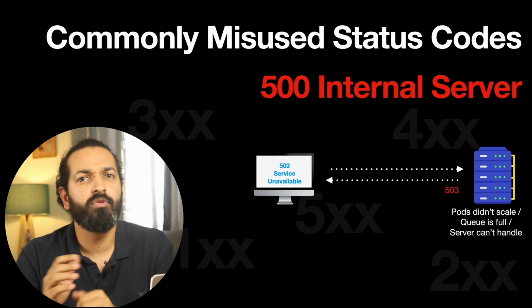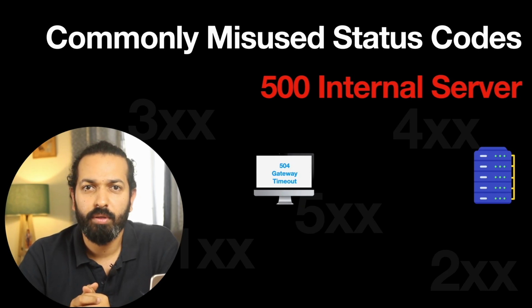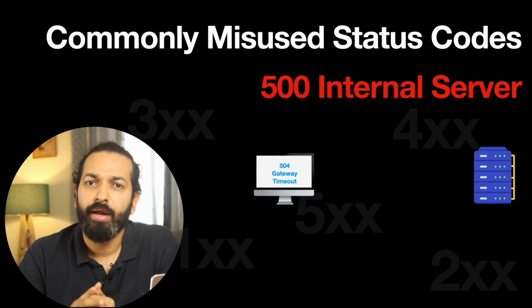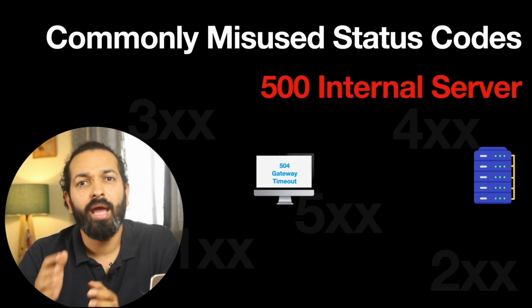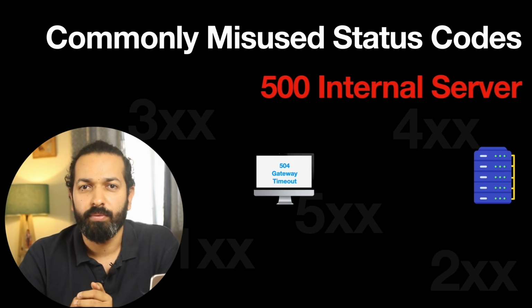Let's look at one last before we move to the demo. So that's 504 gateway timeout. This should again be from the gateway and not your app. If your app hangs and it times out, the gateway will return 504.